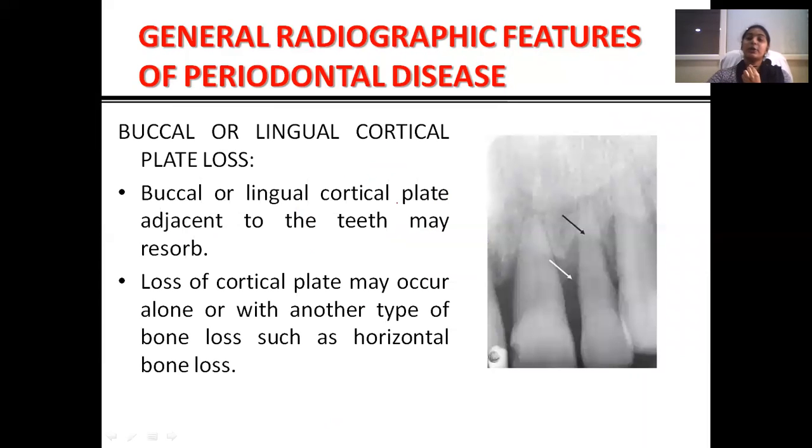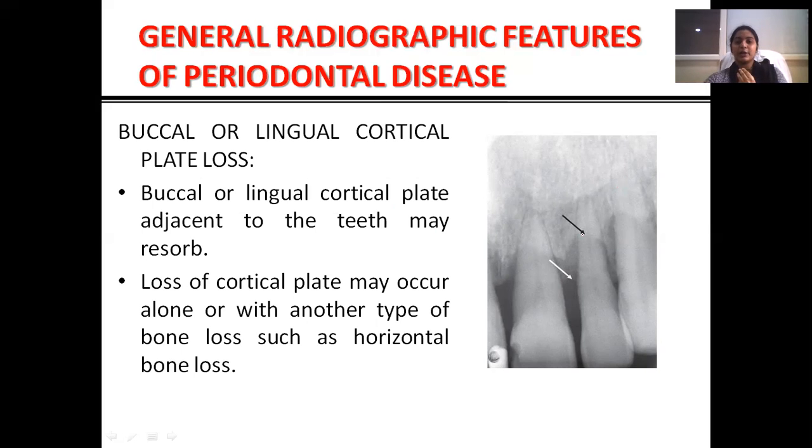Next, buccal or lingual cortical plate loss. So usually we cannot appreciate this, especially on two-dimensional radiographs, because we have already learned a concept, that the root structure is more radiodense when compared to the buccal or lingual cortical plate. So because of the higher radiodensity of the tooth root, we are not able to appreciate the buccal or lingual cortical plate loss.